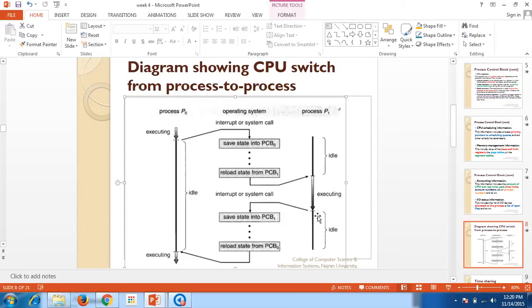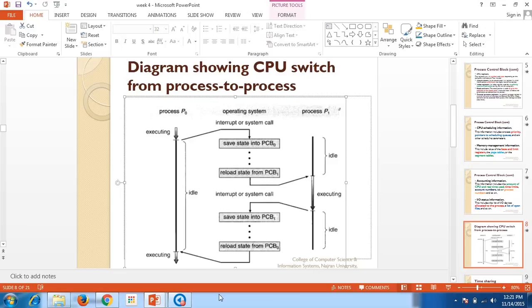Maybe after some time, when the time slice expires or some interrupt comes or any system call, then what we have to do is save the state of process P1 in its process control block. So here if you see PCB1, it means process control block 1, where we save the state. Then again the control is with the operating system, and after some time the operating system is going to give control back to process P0, and then it has to reload the state from process control block 0.